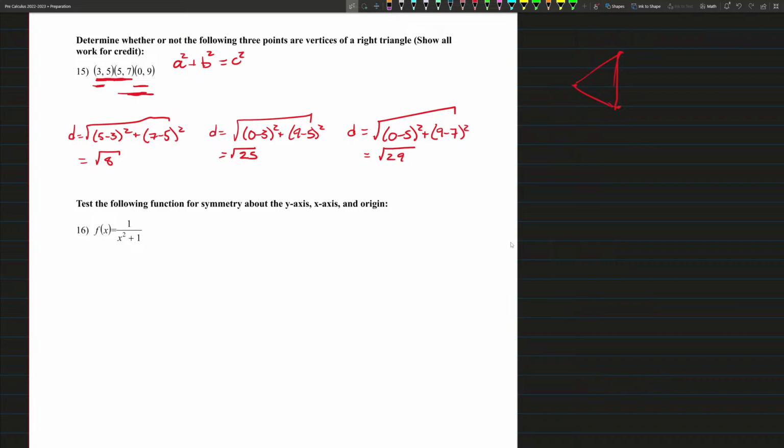Right, so the biggest one of these is c, which is this guy. So that's c. We can call this a. We can call this b. So a squared, that's 25. b squared, that's 8. That does not equal c squared, which is 29. Therefore, this is not a right triangle.